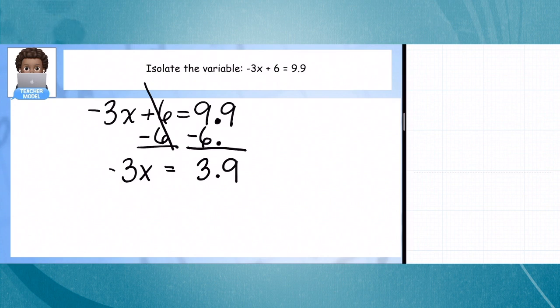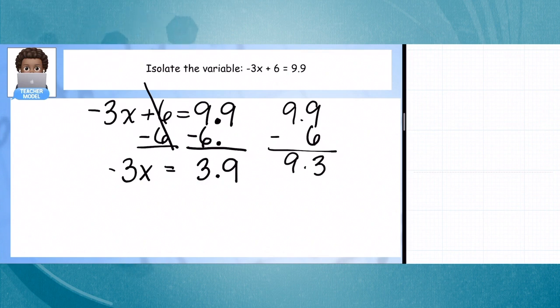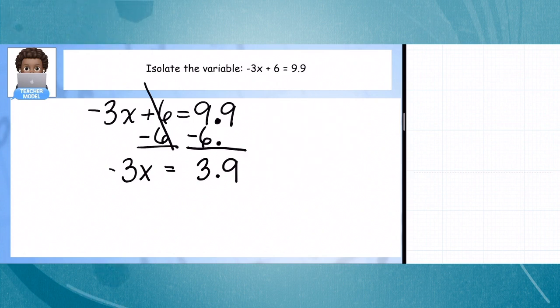You don't want to make a silly error. I definitely sometimes see this happen, and it's just, again, because we're sometimes going too fast. But that doesn't make sense, right? If 9 minus 6, it should be way lower than what we had there, 9.3. Now we're going to isolate the variable. We're down to one step.